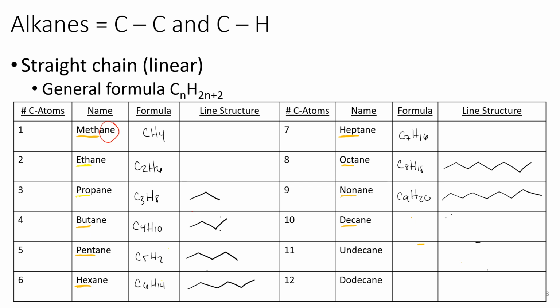Decane, dec would tell us that we have 10 carbon atoms, so this would be C10H22, and we would have 10 carbon atoms in our chain. Undecane, undec would tell us that we have 11 carbon atoms, so this would be C11H24, and we would have 11 carbons in our chain.